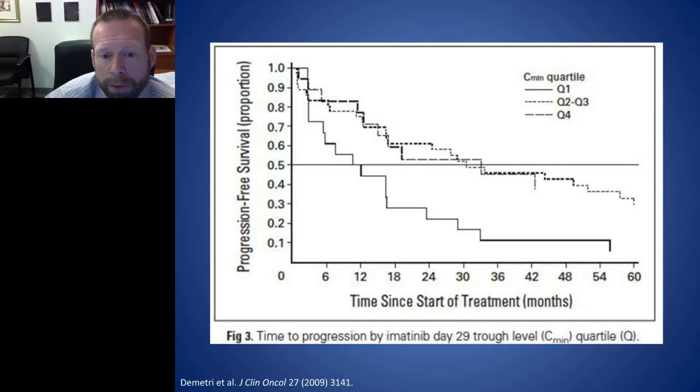And here, if we look at, again, the progression-free survival relative to time since start of treatment, you'll see the quartiles 2, 3, and 4 seem to be pretty well similar, but the quartile 1 patients definitely do worse. And those would be the patients with trough levels less than 1,000 nanograms per mil.